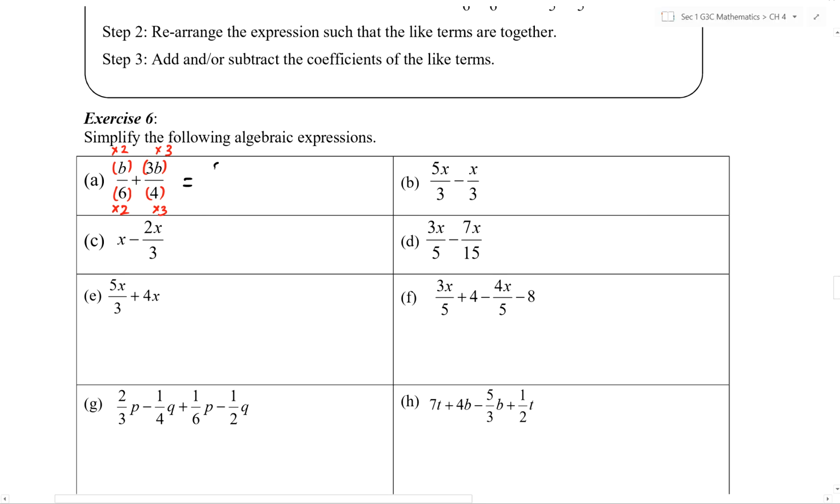This is 2 times of b over 12 plus 3 times of 3b. How much is that? 9b over 12. And we get 11b over 12.